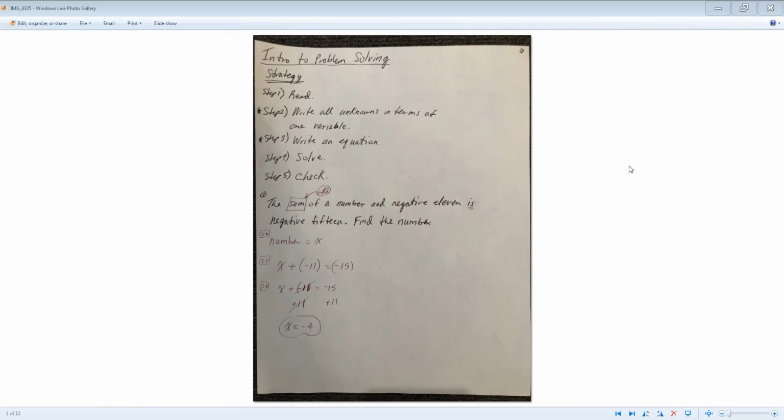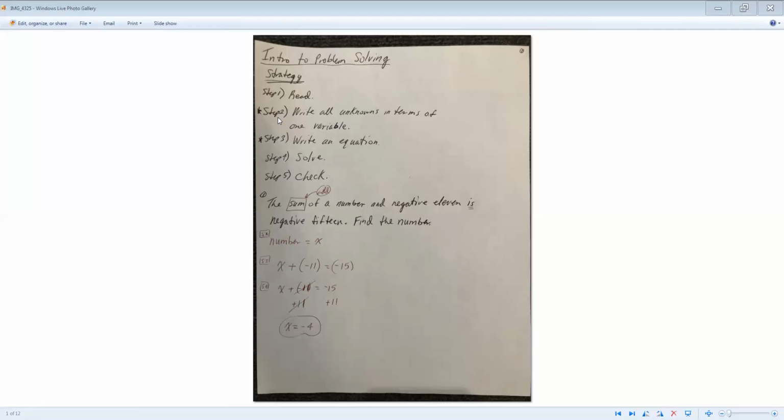We have the sum of a number and -11 is -15, find the number. So we only have one unknown here, and that's the number. We can call that x. The sum is the keyword in this case. We will always have keywords that will help us to be able to set up our equation. And notice I put asterisks.